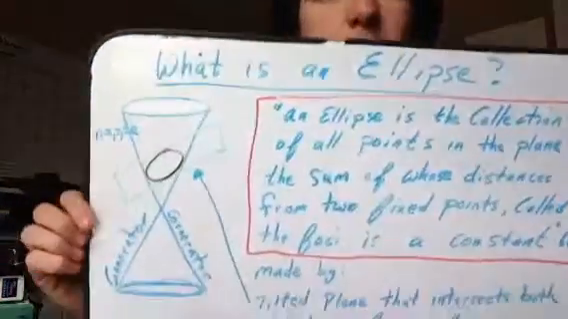Good afternoon, pre-calculus students. Today we're going to be looking at ellipses. So let's go ahead and look at a picture of an ellipse and how it is formed.